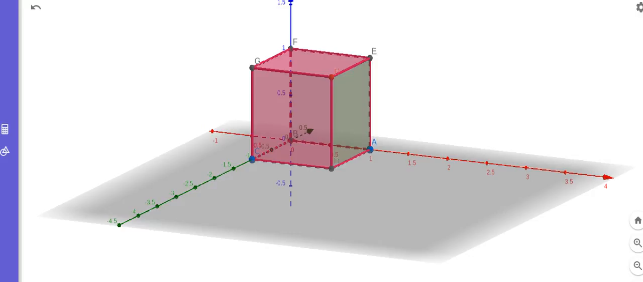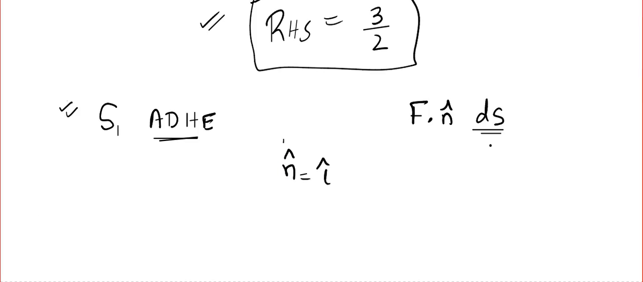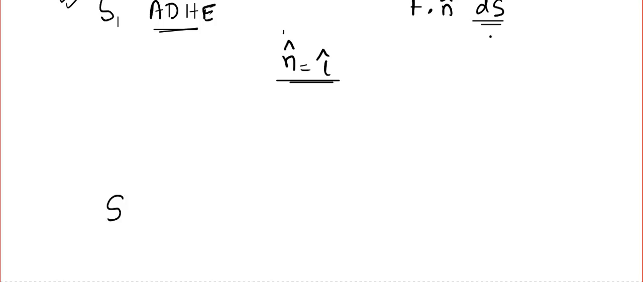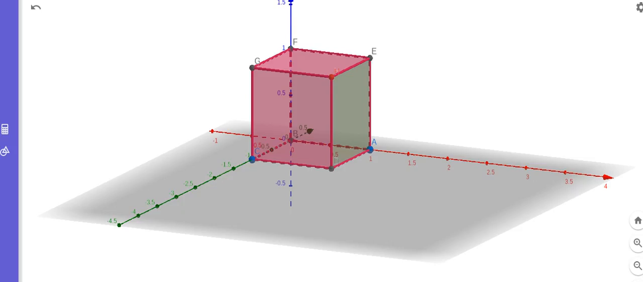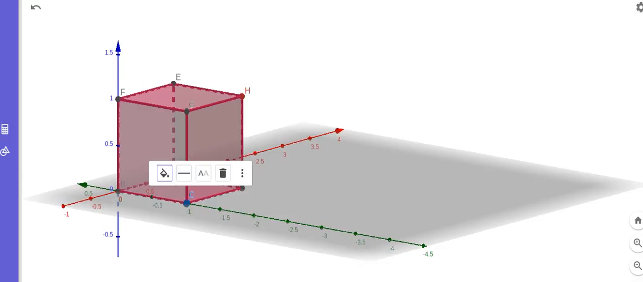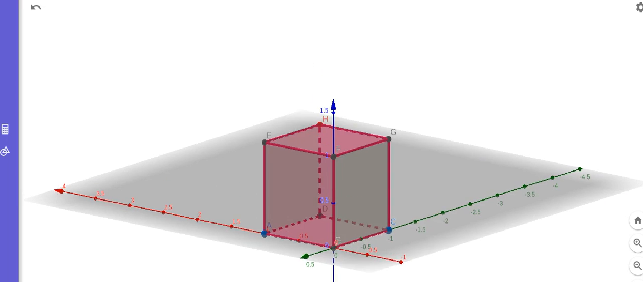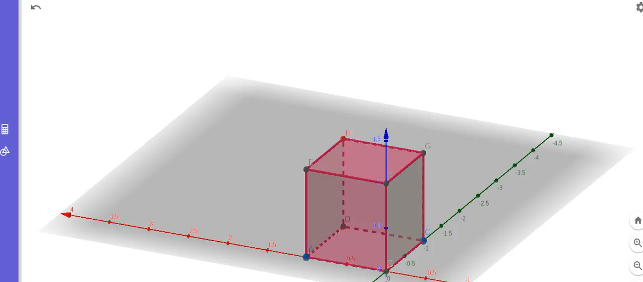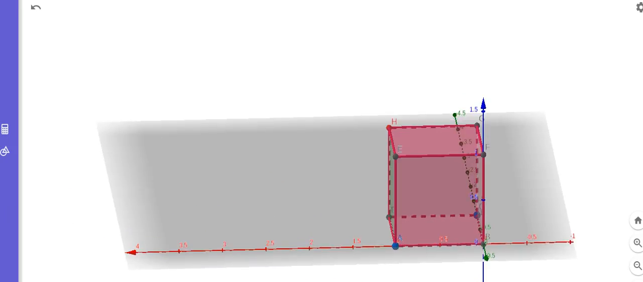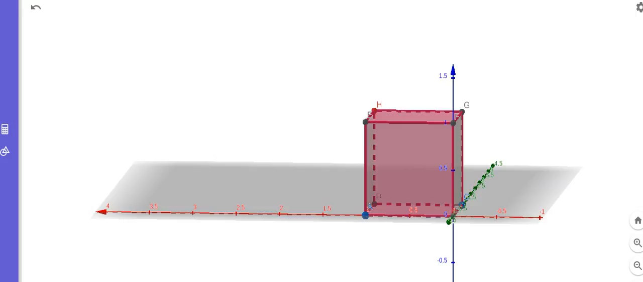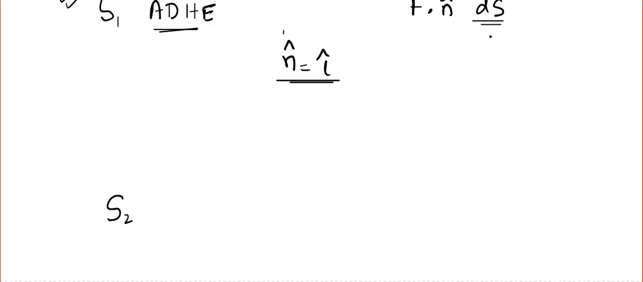And n cap will be the I vector. So remember, n cap will be I. At the same time, I'll leave some space, we have to do more calculations. If you consider the surface just behind this, I'll make that surface green. So you can see the 2 green surfaces. Now you can see that the red axis is parallel to the normal. Imagine drawing normal at any point on this side. It will be parallel to the negative x-axis, and that means for surface S2, that is a surface opposite to ADHE, n cap will be minus I cap.